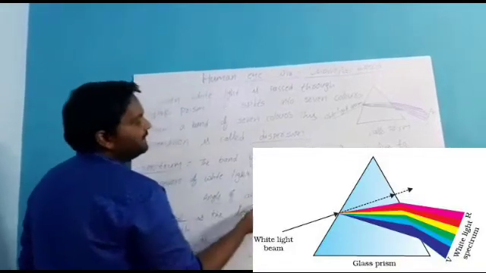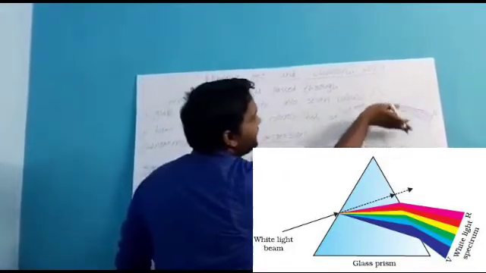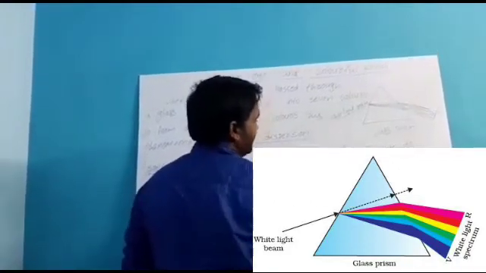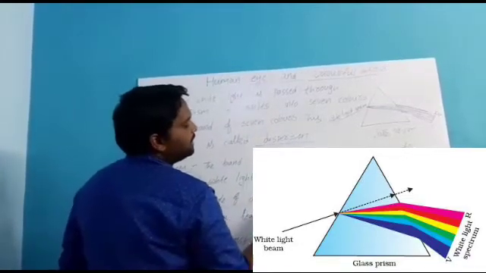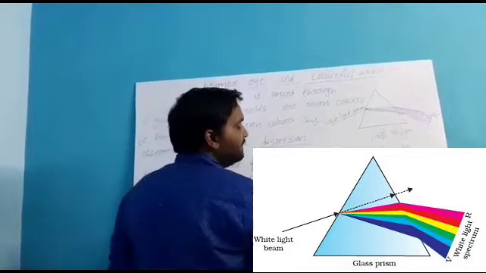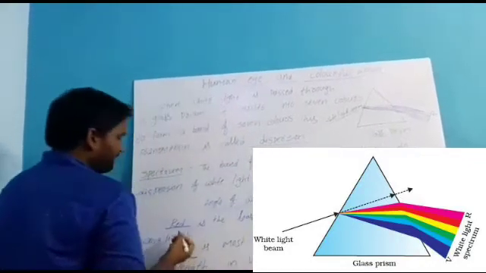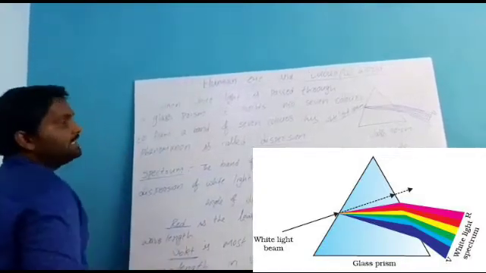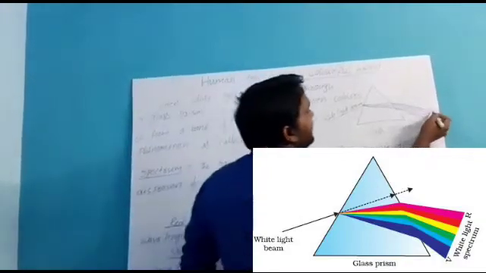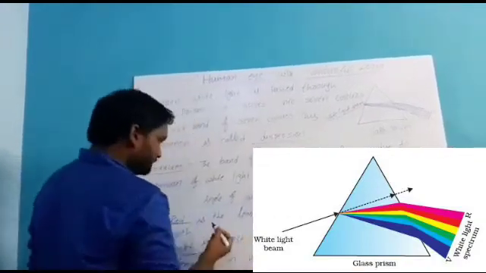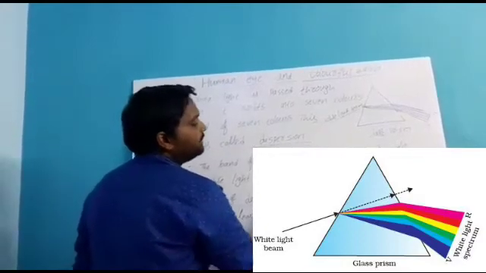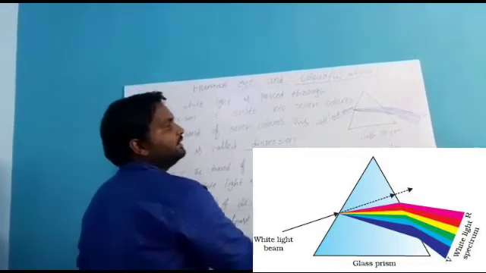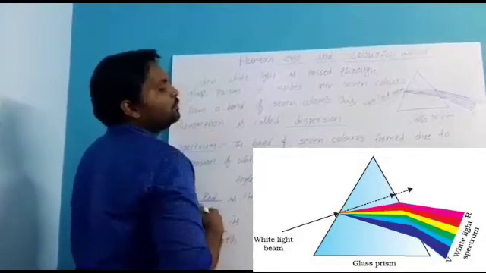Here I gave one more thing. This is the angle of deviation. When white light passes into the prism, it deviates in the downward direction. The angle of deviation is proportional to 1 by wavelength of that light. That means if the wavelength is more, then the deviation is less. If the wavelength is very small, then the deviation is more.